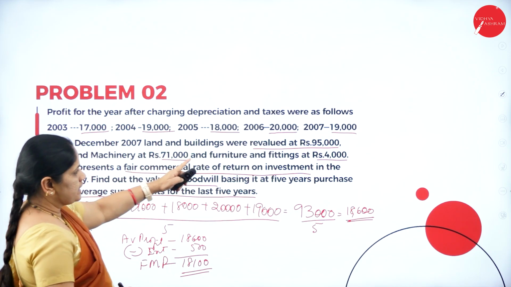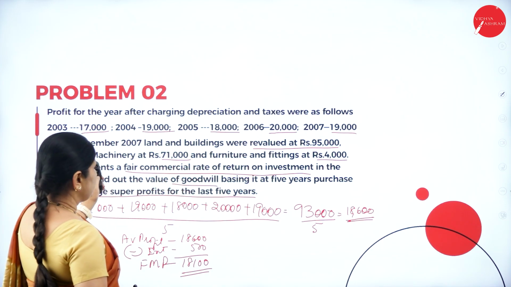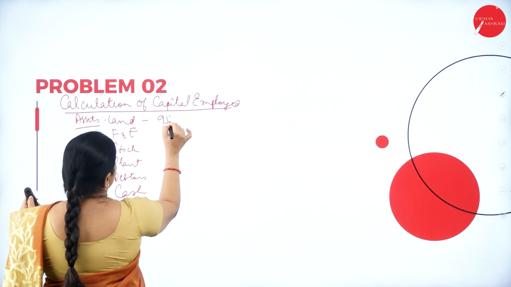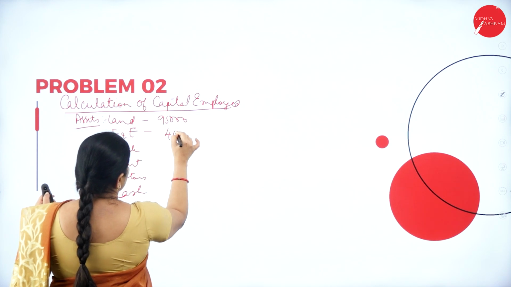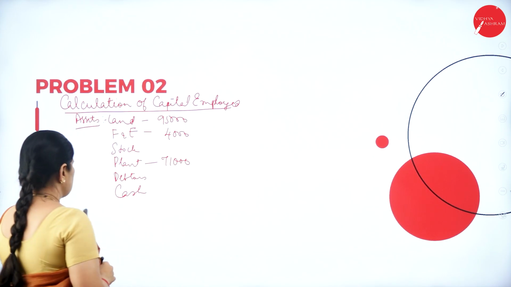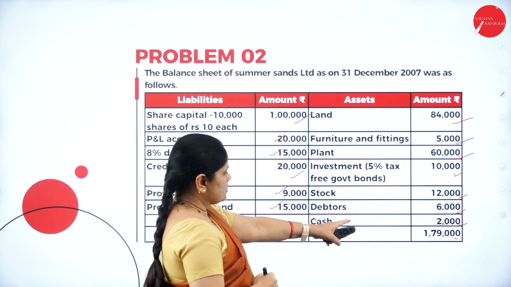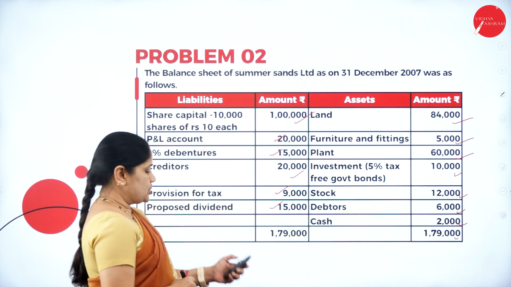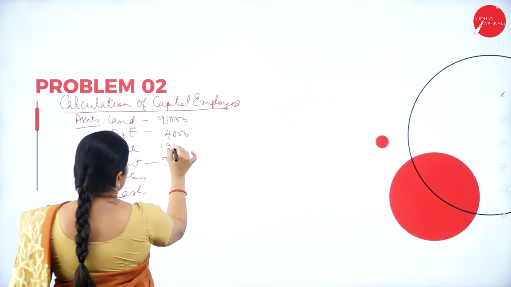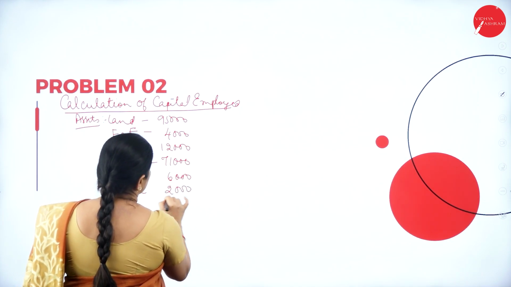Land is revalued at 95,000, plant and machinery at 71,000, furniture and fittings at 4,000. So, land value is 95,000, furniture and fittings 4,000, plant and machinery 71,000. Then, we also have stock 12,000, debtors 6,000, cash 2,000.